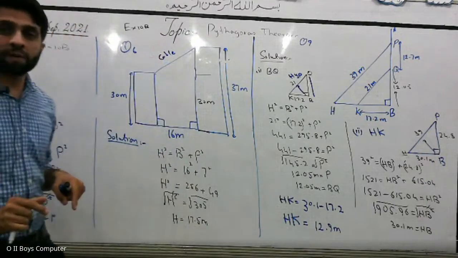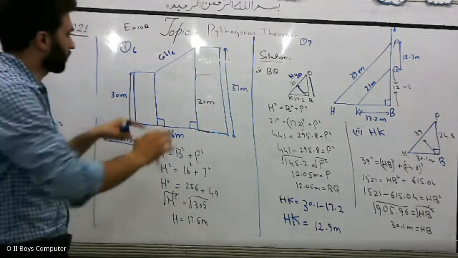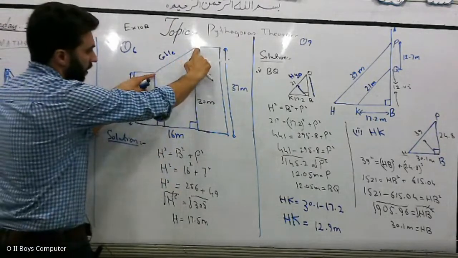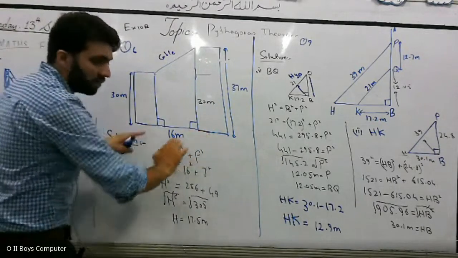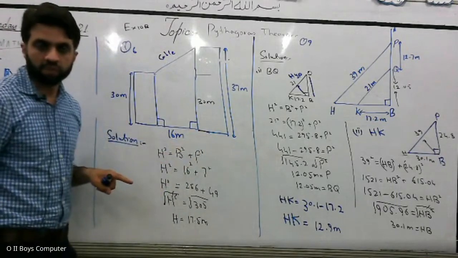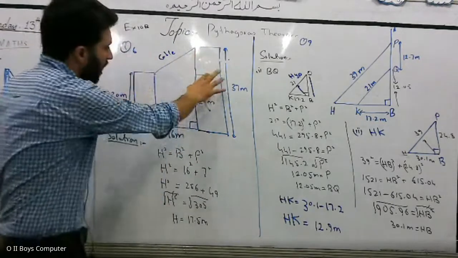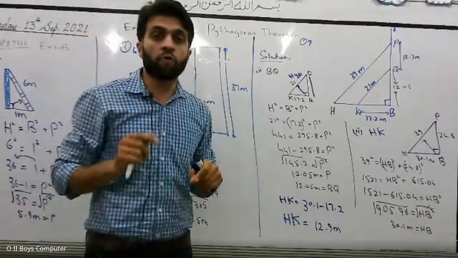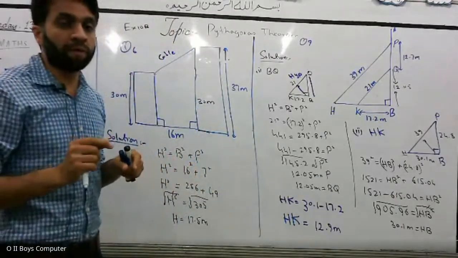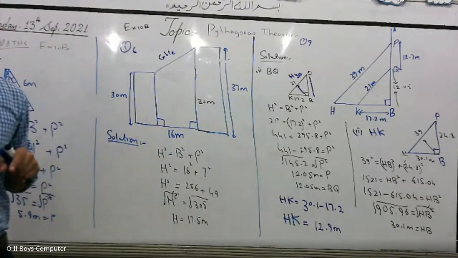What is the requirement in the question? We have to find out the length of this cable. And the distance between the two buildings is 16 meters. Okay. So ultimately, in this question, we have to draw a right angle triangle. So we have to see where the right angle triangle should be, from where we can find out our requirement.